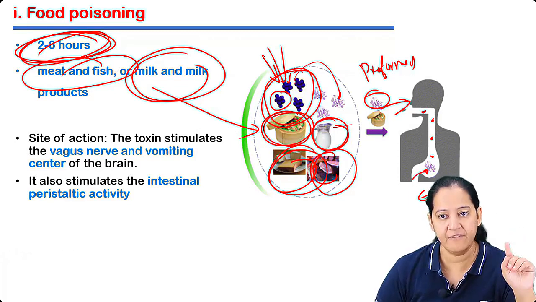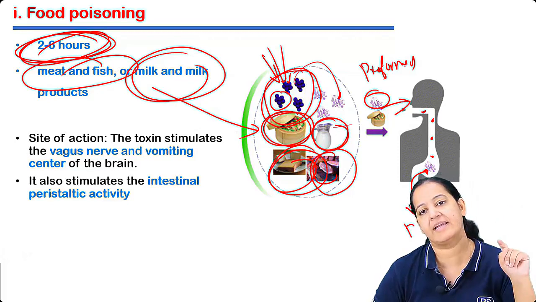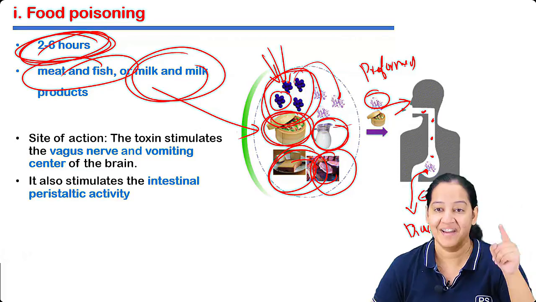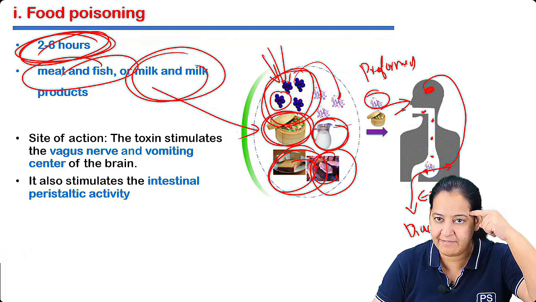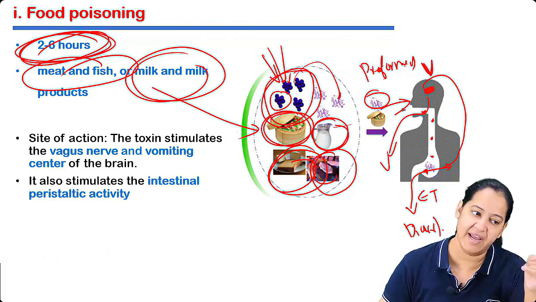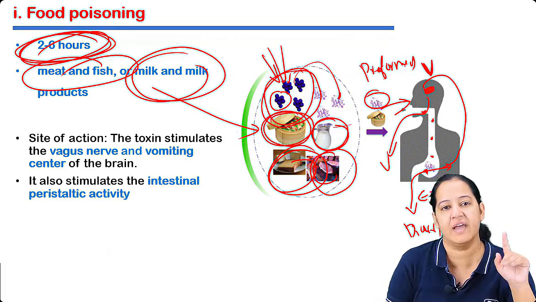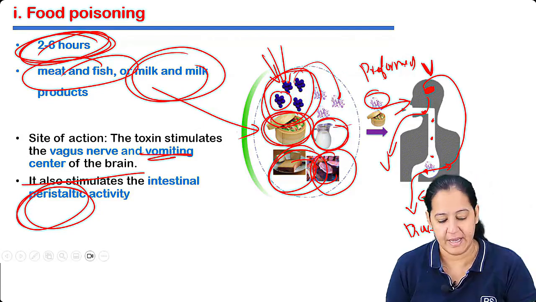Number one, it will go to the intestine and cause peristalsis, which leads to diarrhea. Number two, it will go to the blood. Via blood, it will go to the brain. In the brain, it will go to the vomiting center and cause vomiting. So the person has diarrhea and vomiting both. The mechanism of diarrhea is peristalsis and the mechanism of vomiting is stimulation of the vomiting center in the brain. People say yes.